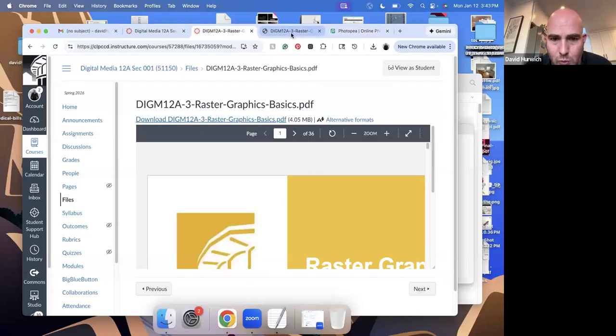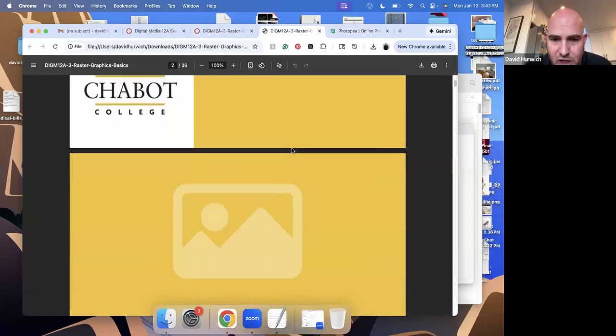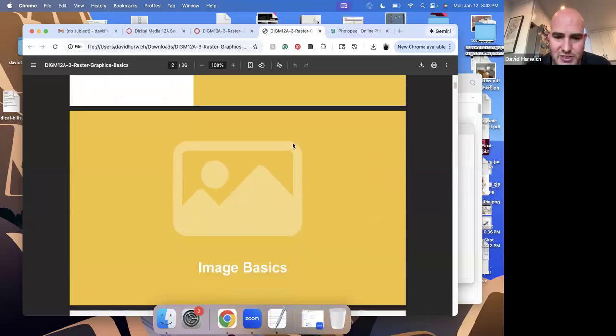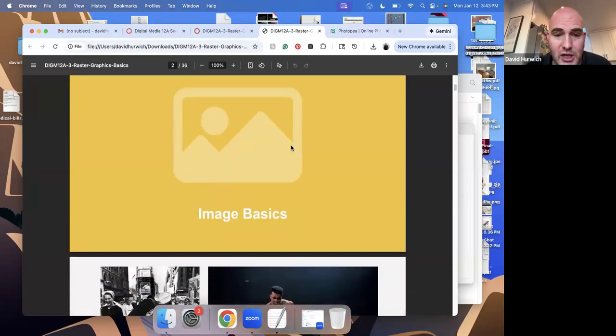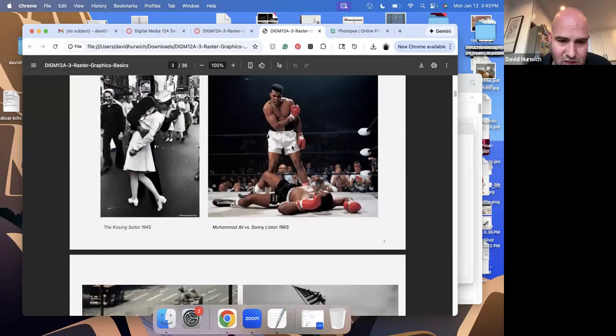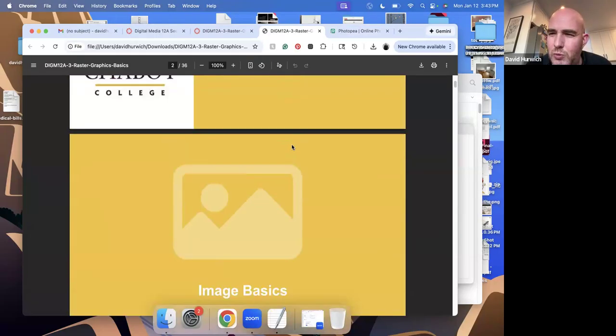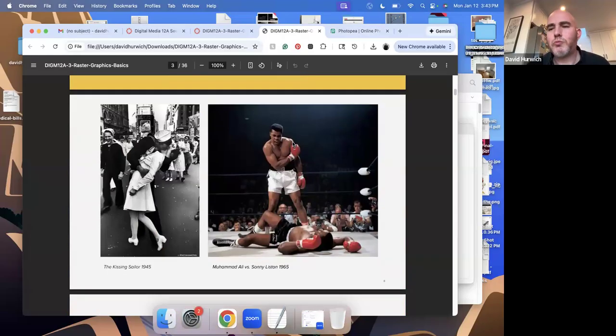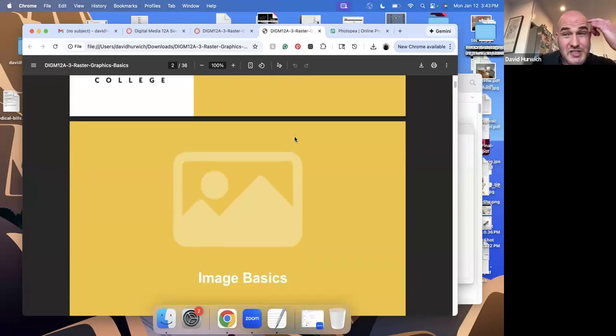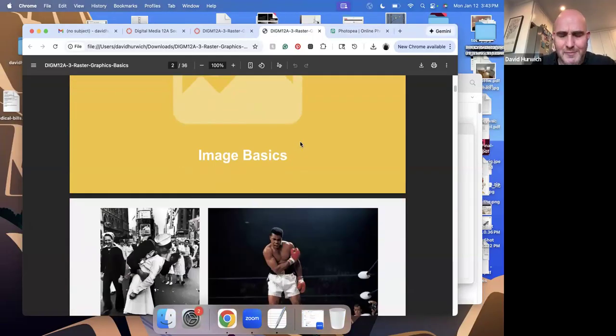All right, so we are dealing with raster graphics. This section we are dealing with image basics. Even before we get into using a specific program, I just want to talk about photography as a concept. Obviously, when I talk about photography, we're talking about static photos.